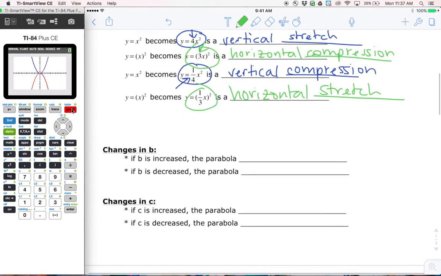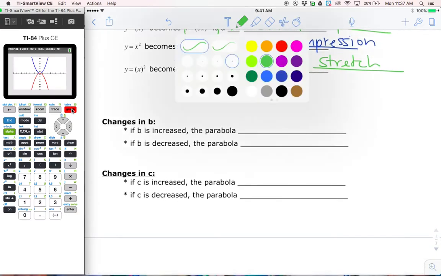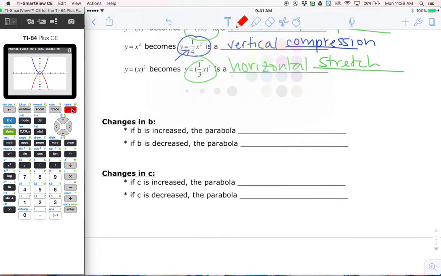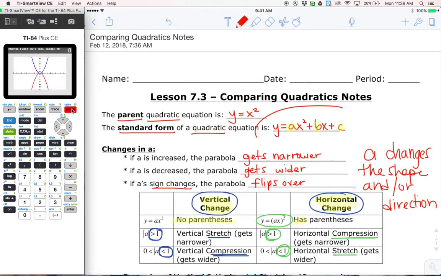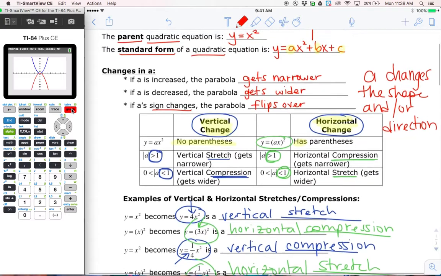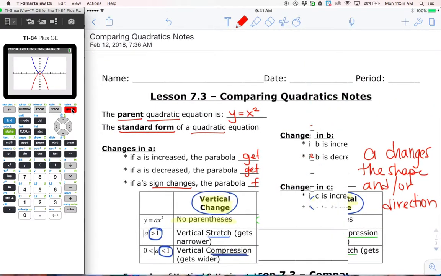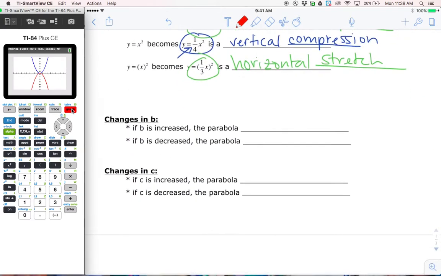The last section here is talking about changes in b, so the number in the middle with x, right? Changes in b, remember, I'm going back to this, talking about the number in the middle. All right, so let's go ahead and look. If b is increased, the parabola shifts left, just kind of opposite what you would expect. If the b value is decreased, the parabola shifts right. I'm kind of glazing over this one because we don't use it very much.